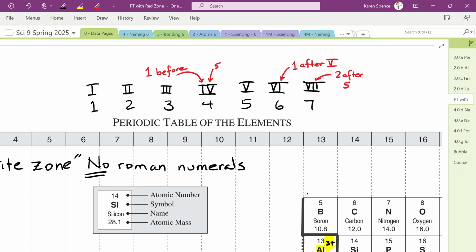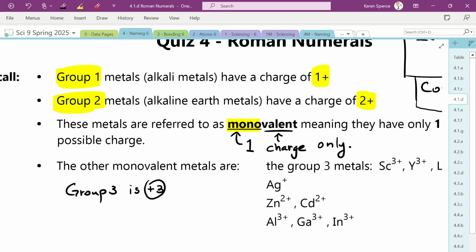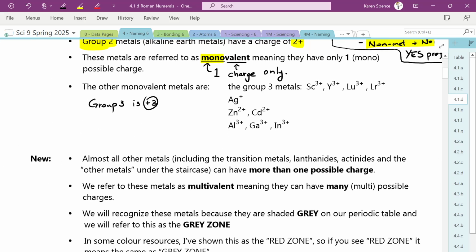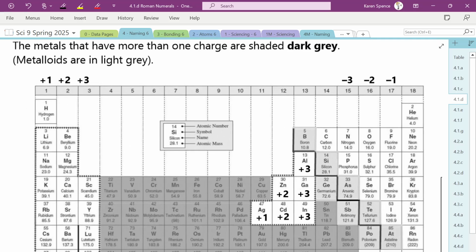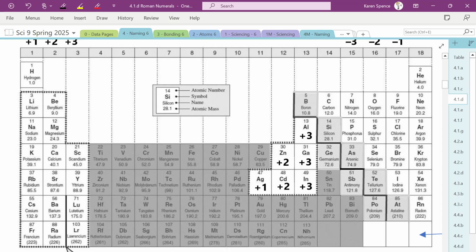And now we will go back to page 18. Okay, and it actually shows on here all of our gray zone metals. Here I call it the gray zone because it was photocopied not in color because it's really expensive to get your books printed in color. So the gray zone is the same as the red zone. Gray zone equals red zone equals use Roman numeral.